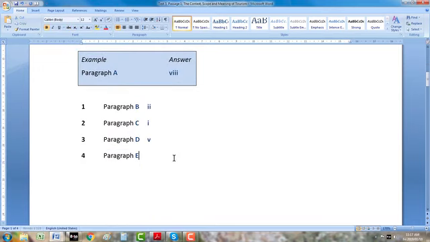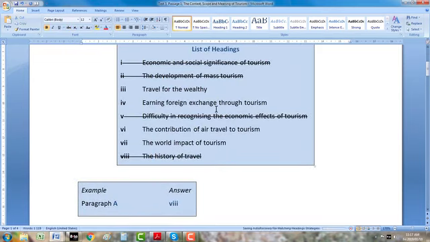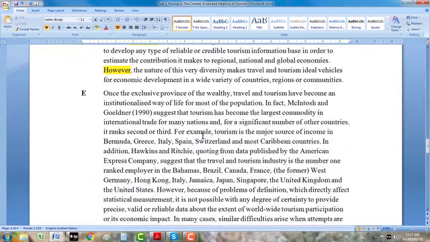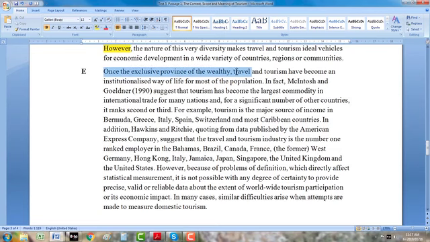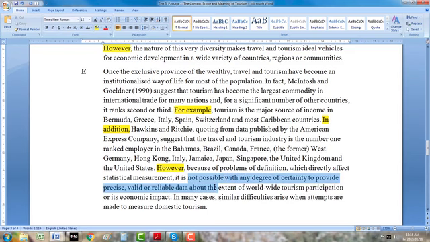What was that? 5. Finally, what have we got left? Travel for the wealthy, foreign exchange, air travel, world impact. I'm waiting for one of these to be more difficult. Once the exclusive province of the wealthy have become an institutional way of life for most of the population. So I see what they've done there. International trade. For example, all countries, countries, countries. In addition, number one ranked employer, countries, countries, countries. And however, it's not possible to provide data. Worldwide tourism in many cases.